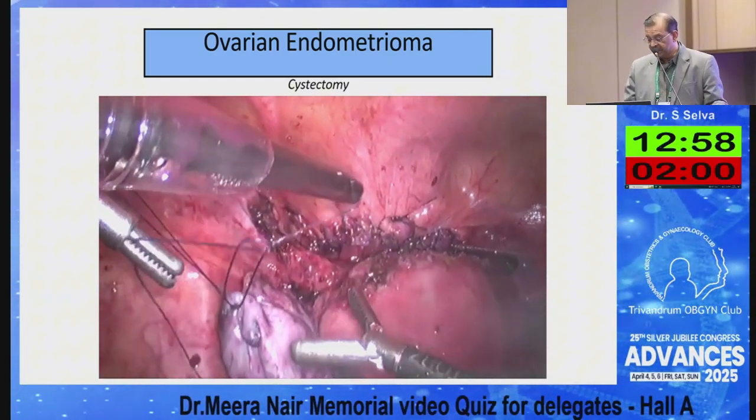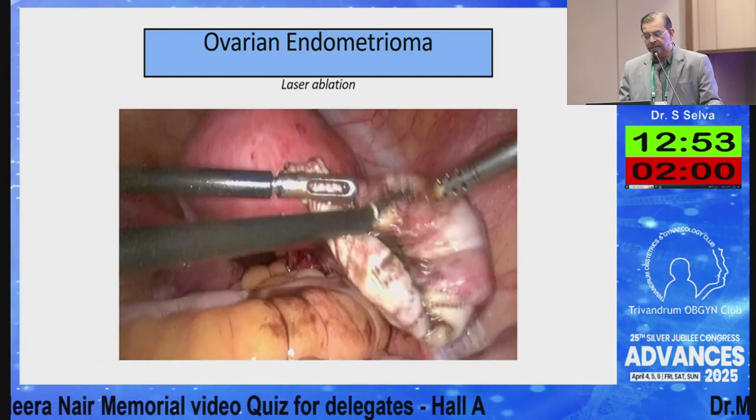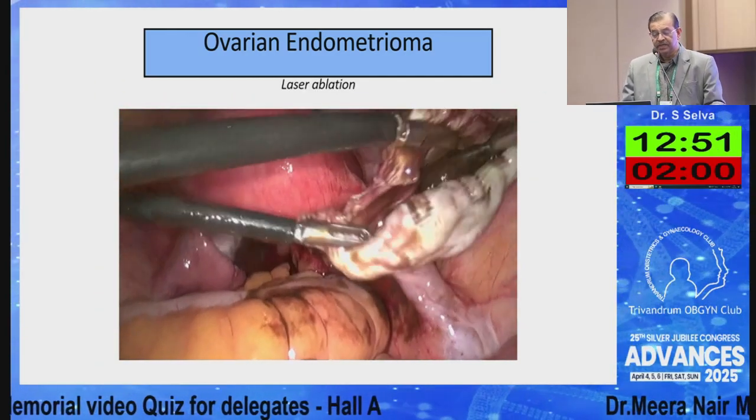Then we proceed on to the ovarian suspension. So this is the standard method. So let's go on to the next method. The next method is laser ablation.